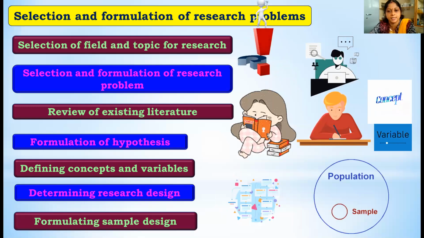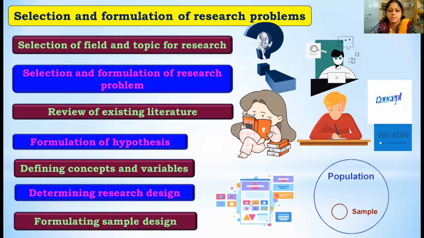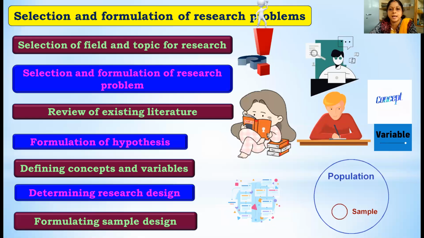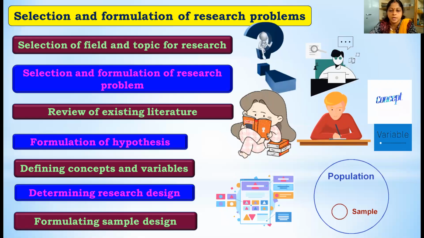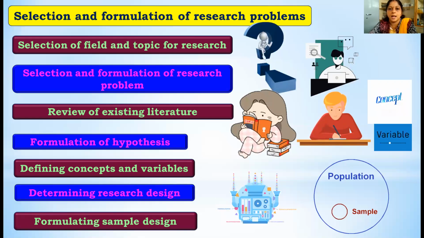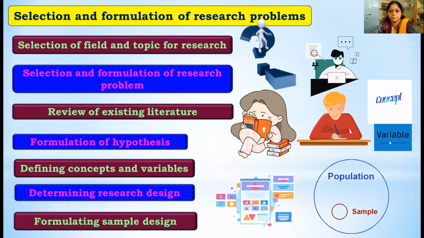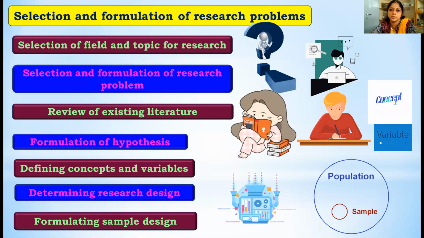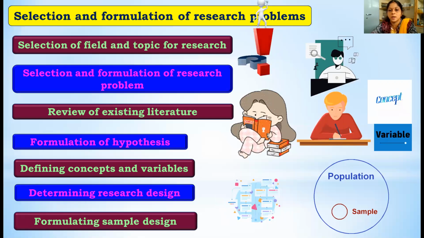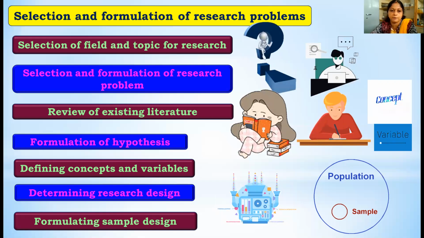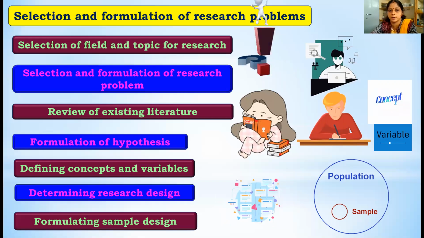Then once the research design is finalized, the important thing is formulation of the sample design. That means I am having a huge population. If it is women empowerment, I am having a huge population of women who are under the process of empowerment, then I have to select only a few samples for my study, since I cannot cover the whole population. That has to be defined while you go for selection and formulation of the research problem.